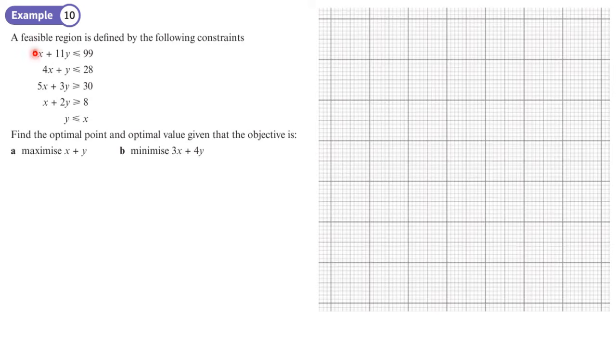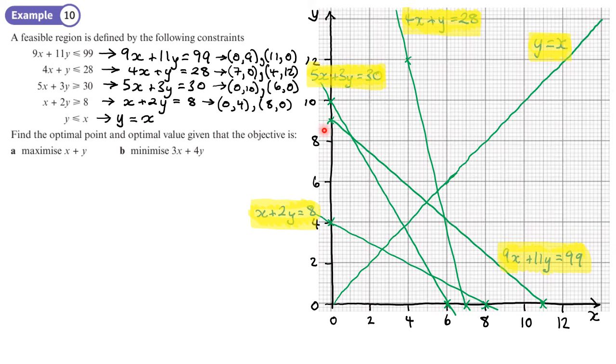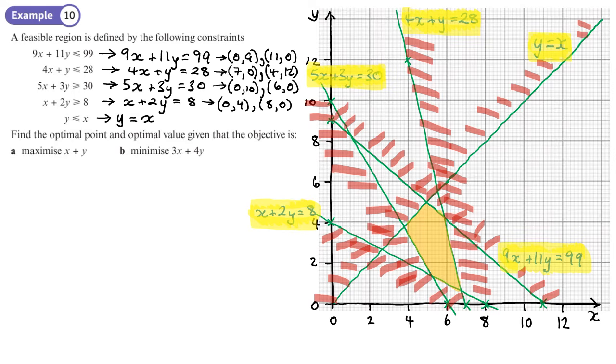Example 10, a feasible region is defined by the following constraints. Find the optimal point and the optimal value given by these two different objectives. So we are going to draw all of this now. So these are the lines which I got from these points here. So the next thing I'm going to do is to shade the correct sides so I can see where the feasible region is. So my shading is done, and here I can see my feasible region there, which I'm going to label as R.